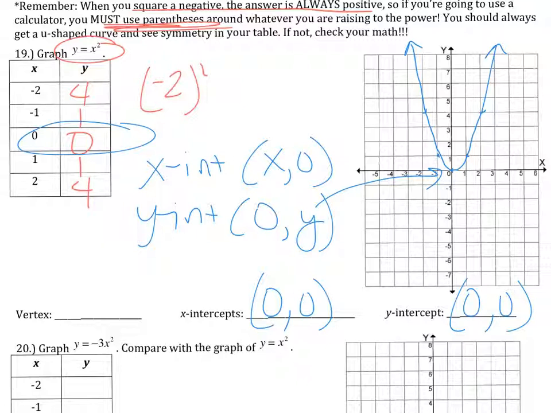All right, now the next thing we have to find is the vertex, which is the very lowest or highest point of your parabola. And for this one, it is going to actually be the same point as the x and y-intercept. That 0, 0 point here is that lowest point of that parabola.